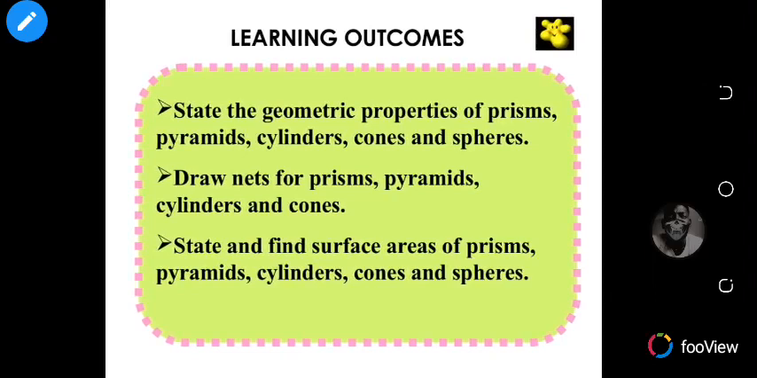Our learning outcomes are that we want to state the geometric properties of prisms, pyramids, cylinders, cones, and spheres. And we want to draw the nets for prisms, pyramids, cylinders, and cones, so you get to know the meaning of nets. And state and find surface areas of the prisms, pyramids, cylinders, cones, and spheres.